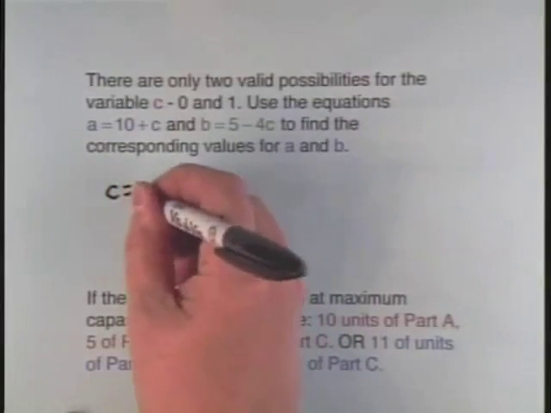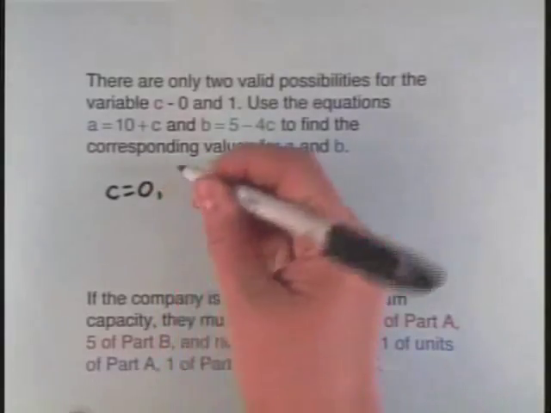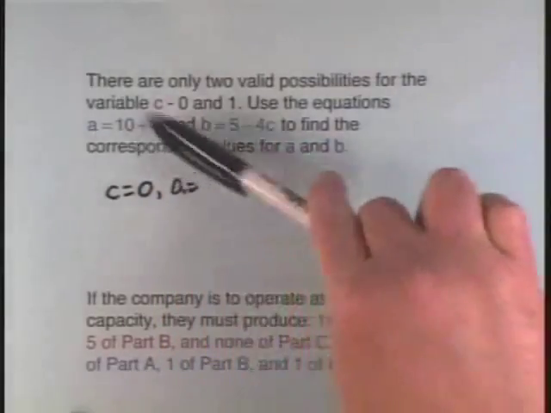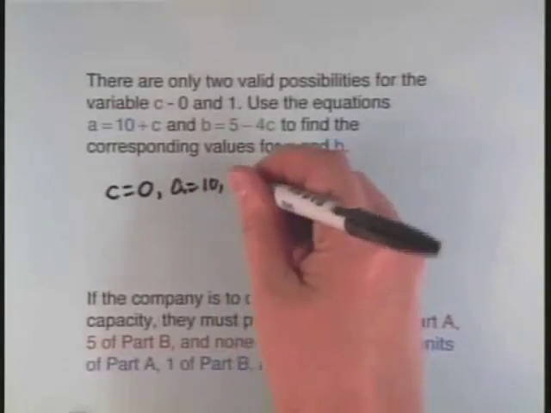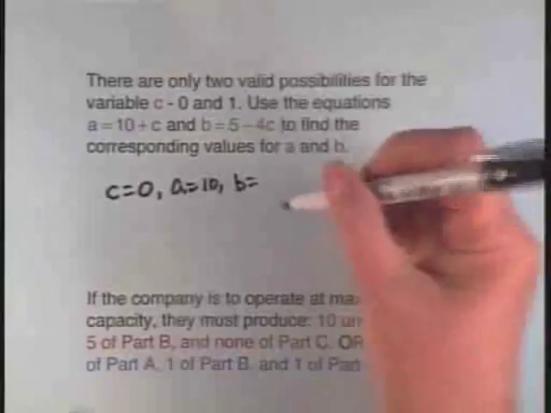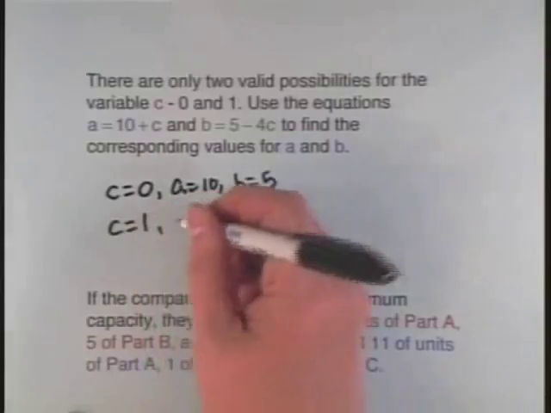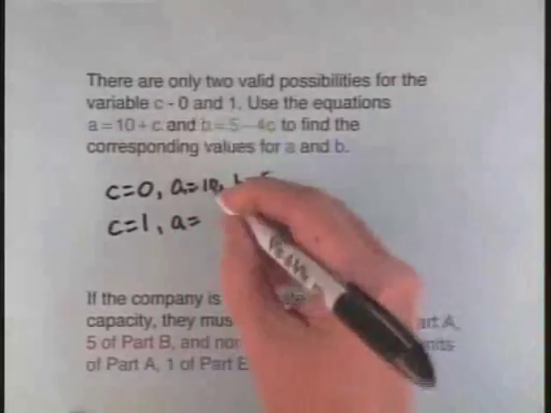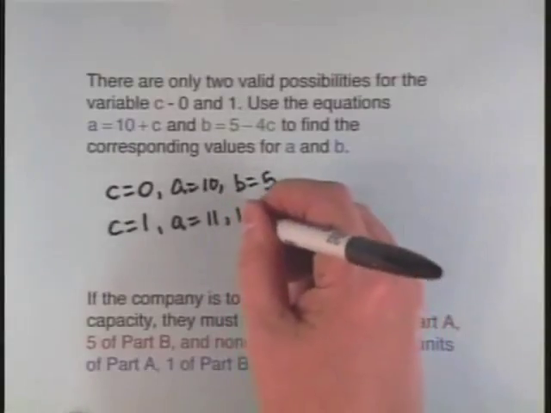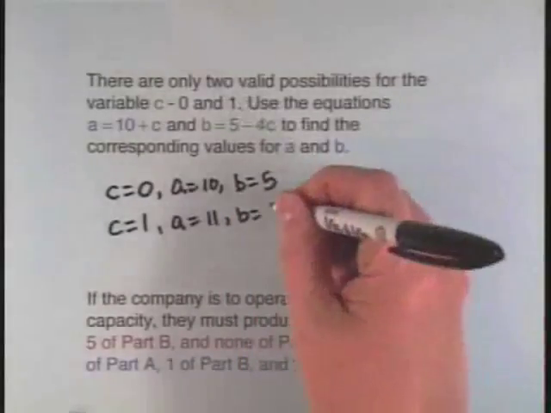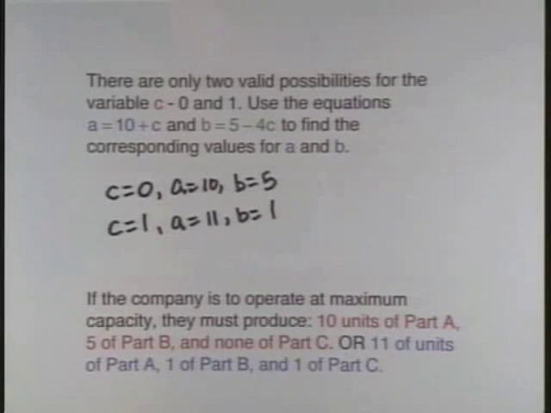So we let C equal 0. Therefore, A equals 10 plus 0, or 10, and B equals 5 minus 4 times 0, or 5. If C equals 1, A equals 10 plus 1, or 11, and B equals 5 minus 4 times 1, or 1. If the company is to operate at maximum capacity, they must produce 10 units of Part A, 5 of Part B, and none of Part C, or 11 units of Part A, 1 of Part B, and 1 of Part C.